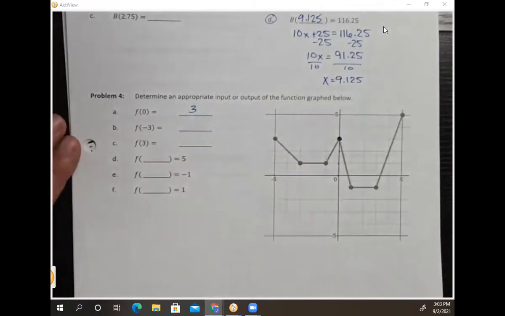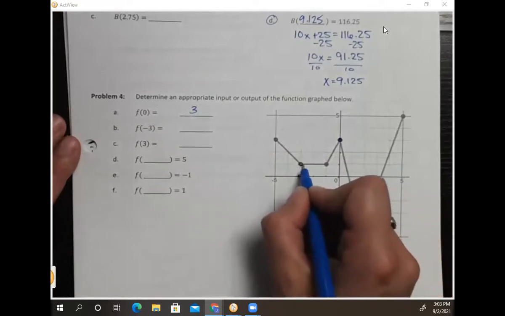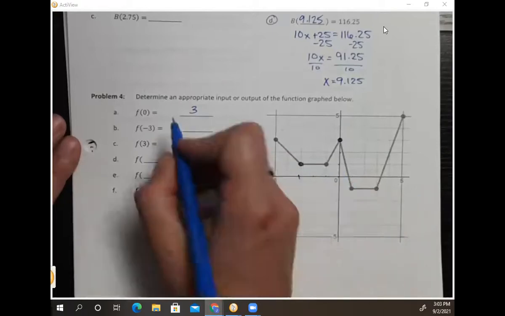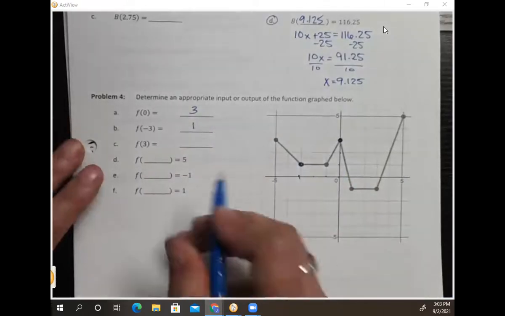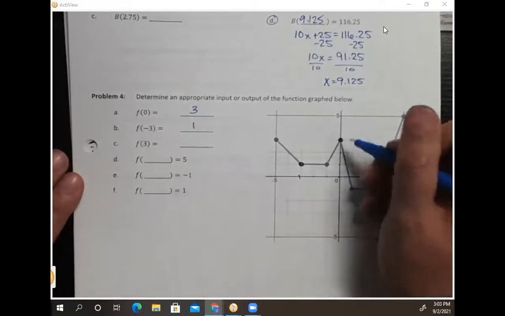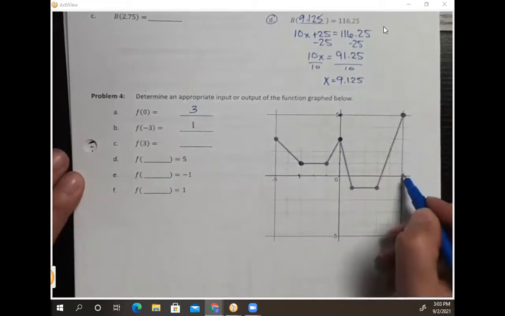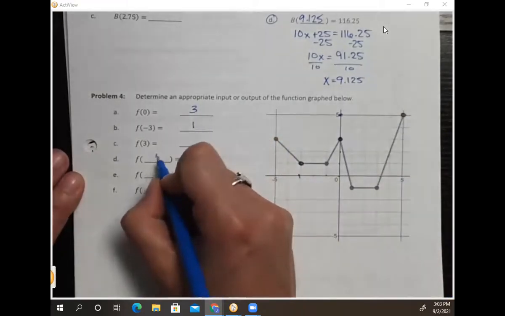What about f of negative 3? Your x value would be negative 3, 1, 2, 3. Follow it to your graph. And that y value is positive 1. What about D? F of what equals 5? This is telling me my y value is 5. Follow it to your graph and give me your x. That would be 5 here.